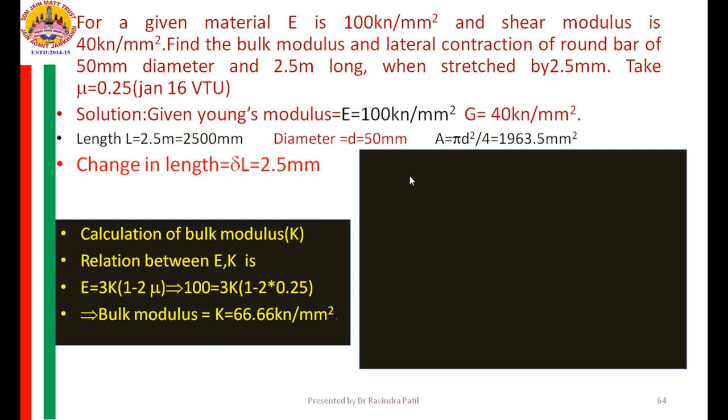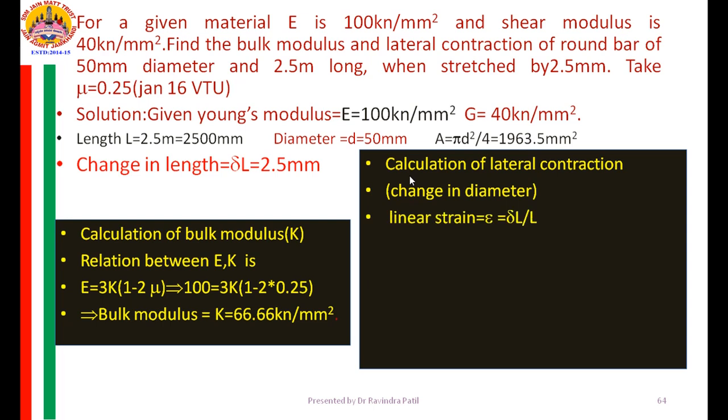If you want, you can check the value of K by using only E and G. That is E equal to 9KG divided by 3K plus G. In that one, E and G are known to you. You can get the value of K. You will come to know that the K will be 66.66 kilonewton per mm square only. Now, one more part is calculation of lateral contraction. Yes, the change in diameter.